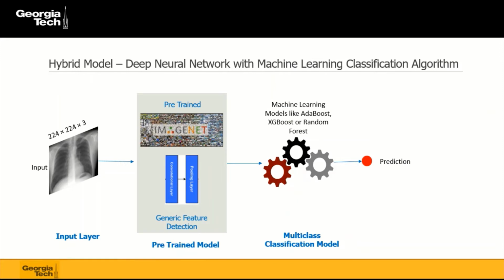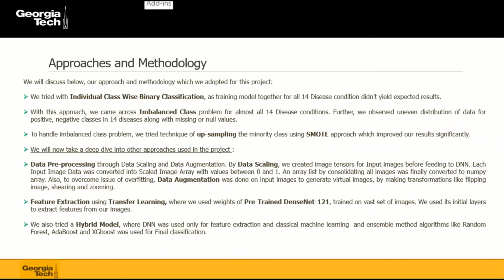Now for the hybrid model, it looks almost the same, but in the classification part we have used classical machine learning algorithms like AdaBoost, XGBoost, and random forest, which are some of the ensemble methods that we have used. For this project, we have taken the individual class-wise binary classification approach, where we came up with 14 different models for the 14 diseases or pathologies.